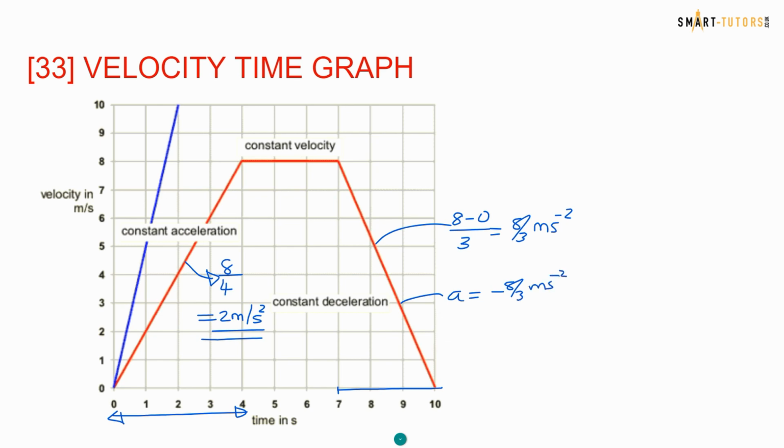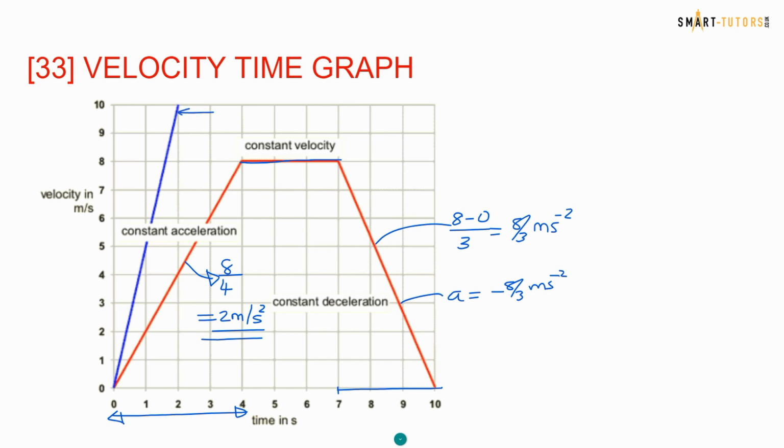One important thing: the middle portion here is the constant velocity. That's like when you're traveling on a motorway and you press a button called cruise control. The cruise control system in the engine maintains the speed without dropping or speeding up, just to maintain the speed. So that is called constant velocity, right?